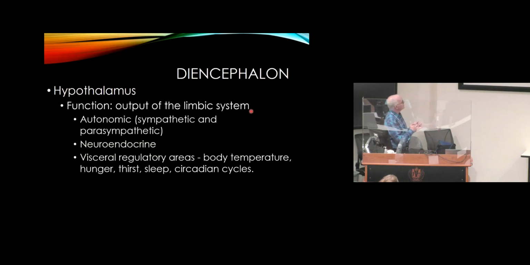But for now, the big picture. Remember, it's the head ganglion for the autonomic system. It talks to the pituitary, controls the pituitary, so it's a neuroendocrine function. And there are a lot of what are called visceral regulatory areas: sleep-wake cycles, how your body temperature changes during the day versus sleep, feeding, and the ability to recognize I am full or I'm thirsty. All of these kinds of things are a function of the hypothalamus.